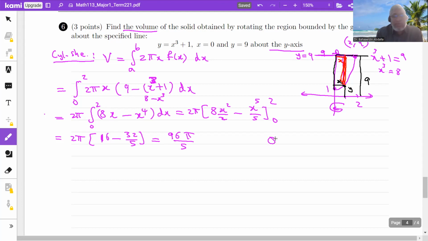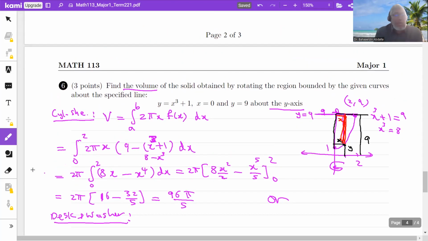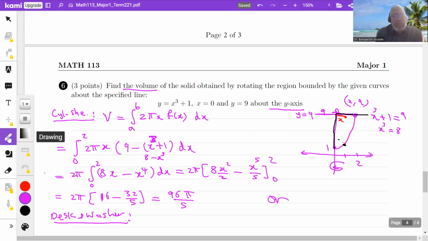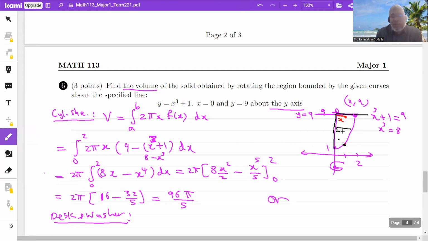Or I can solve it using disk and washer. And if I use disk and washer, then I'll have to use a typical rectangle which is perpendicular to the axis. The axis of rotation here is the y-axis. So I need a typical rectangle like this.